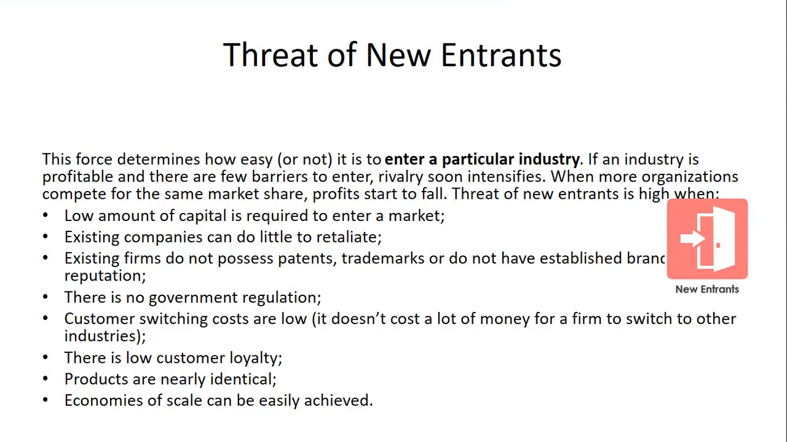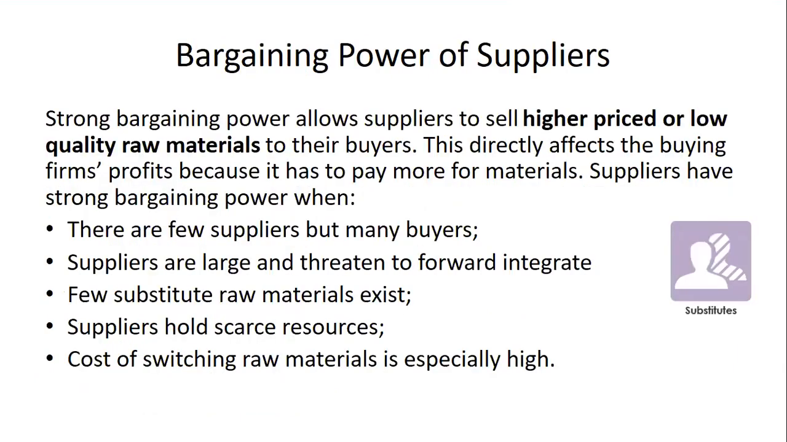So these are the situations which will give you an indication that the new entrants' chances are very high. Next you have is the bargaining power of supplier. So a strong bargaining power of supplier is allowed to sell high priced or low quality raw material goods. So this directly affects the buying firm's profit because they have to pay more for the material.